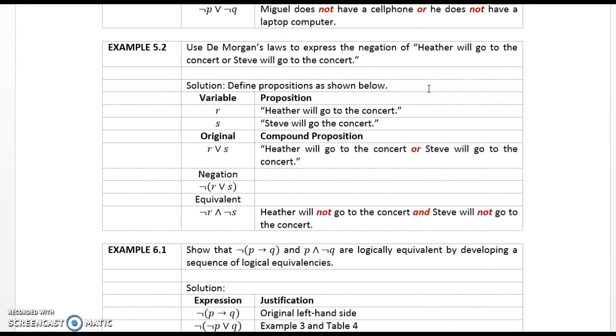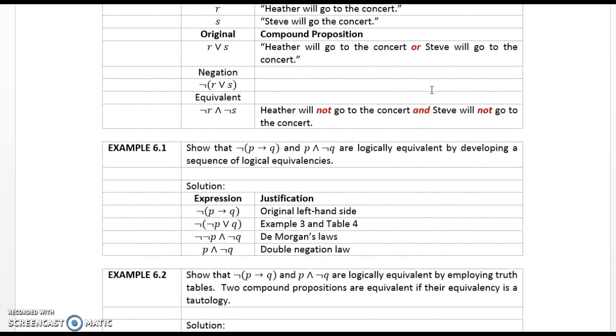Example 5.2, use De Morgan's laws to express the negation of Heather will go to the concert or Steve will go to the concert. Variable R, Heather will go to the concert. Variable S, Steve will go to the concert. Original R or S. The complement is the complement of the quantity R or S. Applying De Morgan's laws, we have not R and not S. Heather will not go to the concert and Steve will not go to the concert.